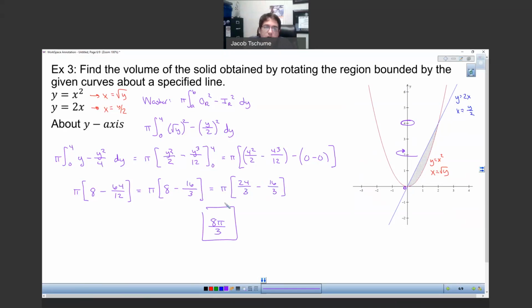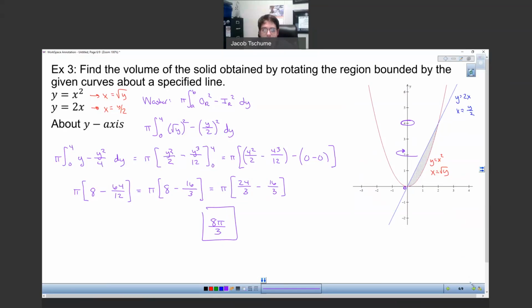Now, this is actually a problem as well that you could find the volume rotated around the x-axis if you wanted to. You would have a different outer and inner function, and you would have to use the original x squared and 2x. And the volume would be a little bit different, but this is a good example where you could do the volume either way.